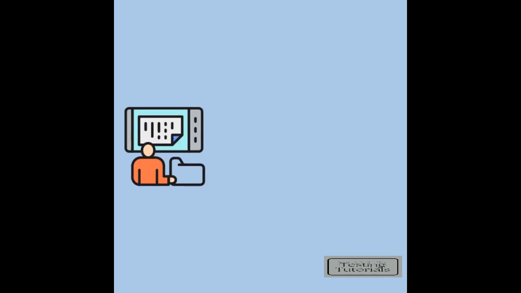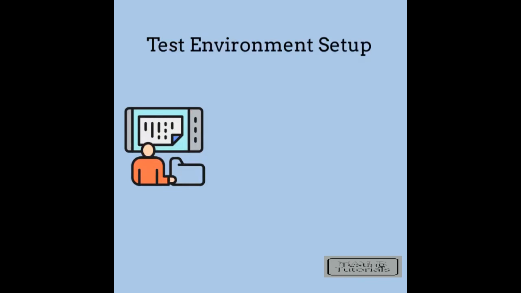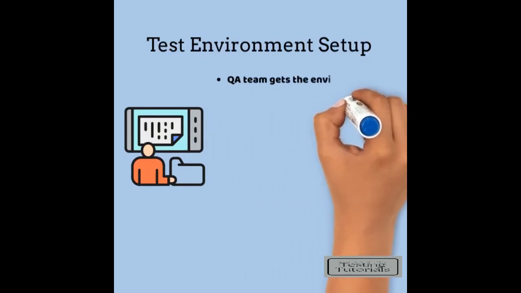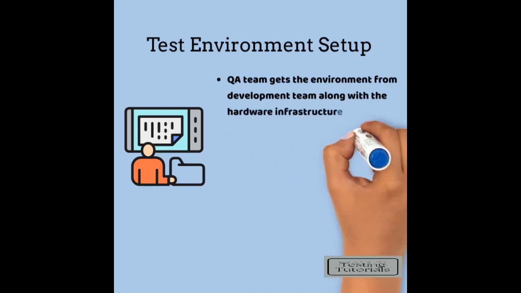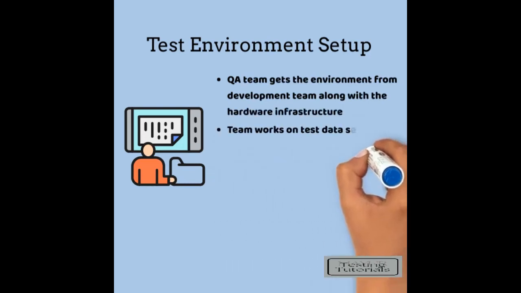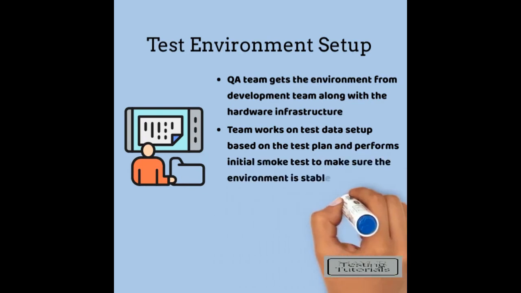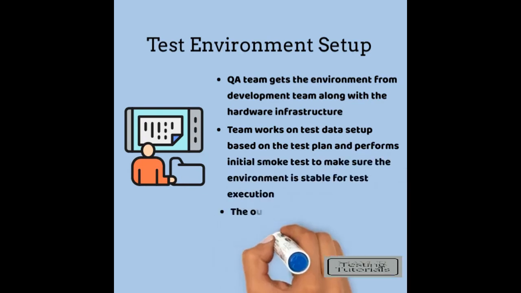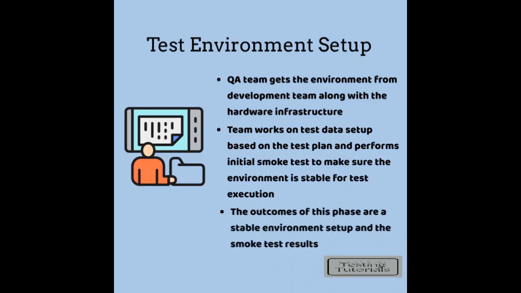The next phase is test environment setup phase. During this phase, the QA team gets the environment from development team along with the hardware infrastructure. Team works on test data setup based on the test plan and performs initial smoke tests to make sure the environment is stable for test execution. The outcomes of this phase are a stable environment setup and the smoke test results.